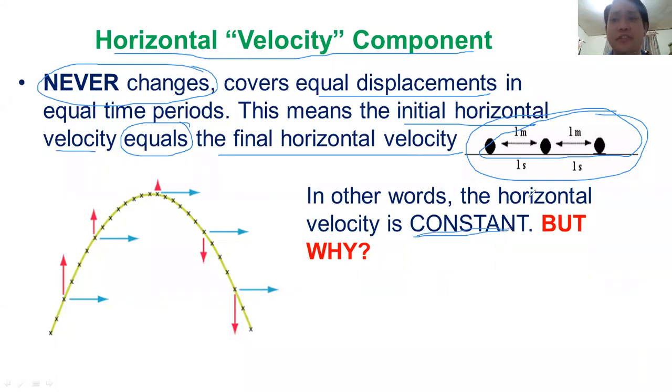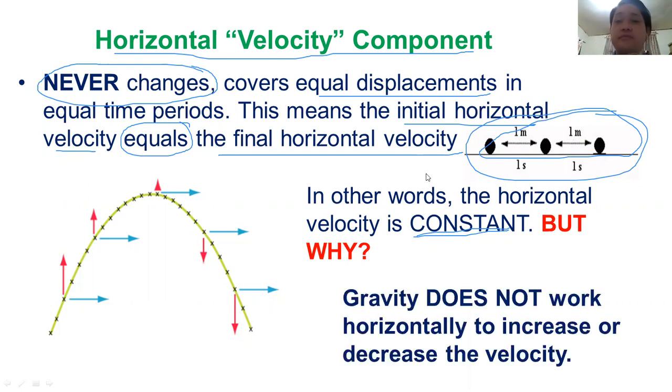Anybody? Try to think about it. We know that the initial horizontal velocity is equal to the final horizontal velocity under the horizontal velocity component. So why is it that the horizontal velocity is constant? What's the reason? Try to think about it. So actually, the reason is there.